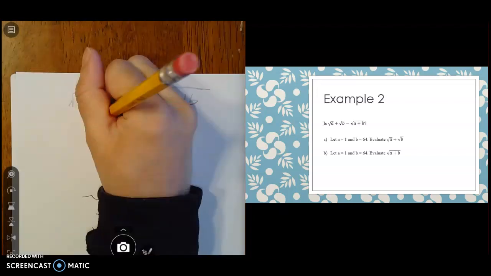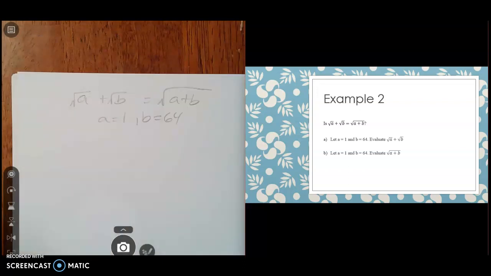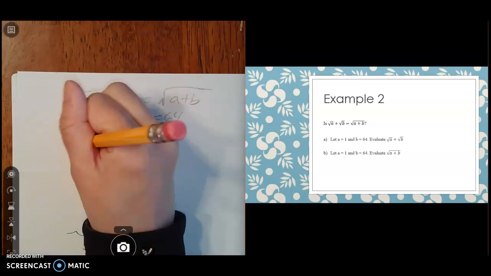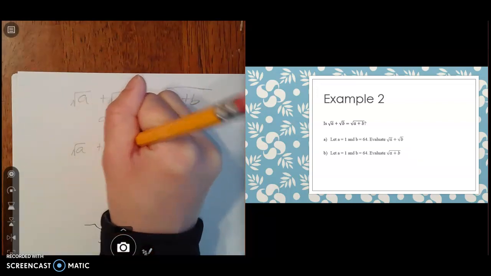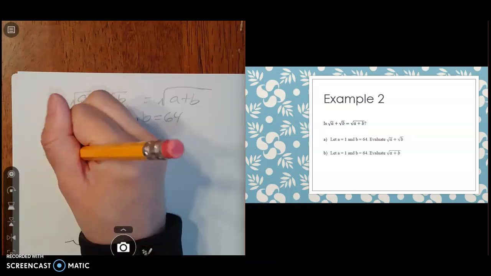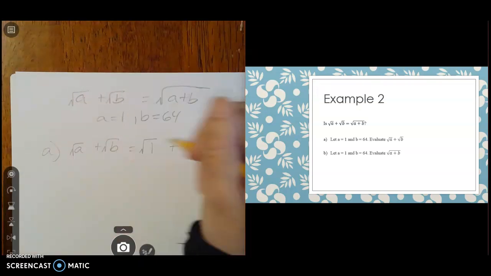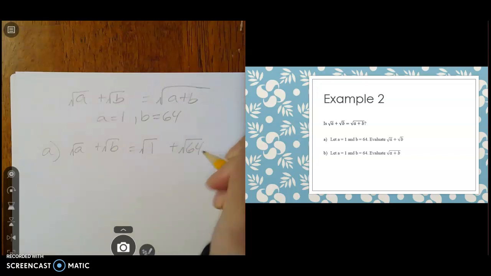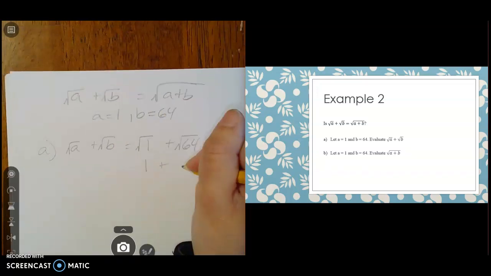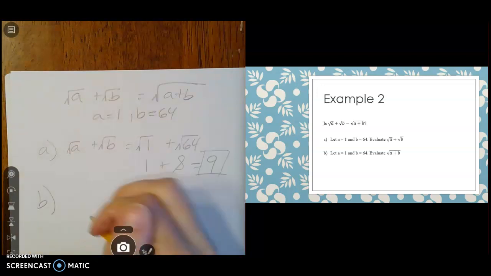So we're going to try if a is 1 and b is 64, just a couple of perfect squares to make this easy on ourselves, okay? So we're going to evaluate the square root of a plus the square root of b if a is 1 and b is 64. So if a is 1, we'd have the square root of 1. If b is 64, we'd have the square root of 64. The square root of 1 is 1, and the square root of 64 is 8, and 1 plus 8 is 9.